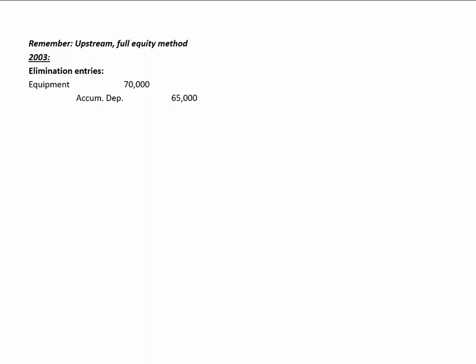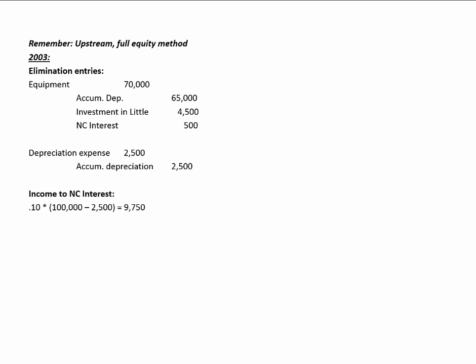The remaining $5,000 is the yet unrealized loss that we're carrying forward, and we're going to split that between the parent and the non-controlling shareholders. And since the parent is using the full equity method, we adjust the investment account for their share of that. And then we take another adjustment to depreciation expense. The income to the non-controlling shareholders, again, as before, they get 10% of the adjusted/realized earnings. Equity method entries, just like it was back in 2002.